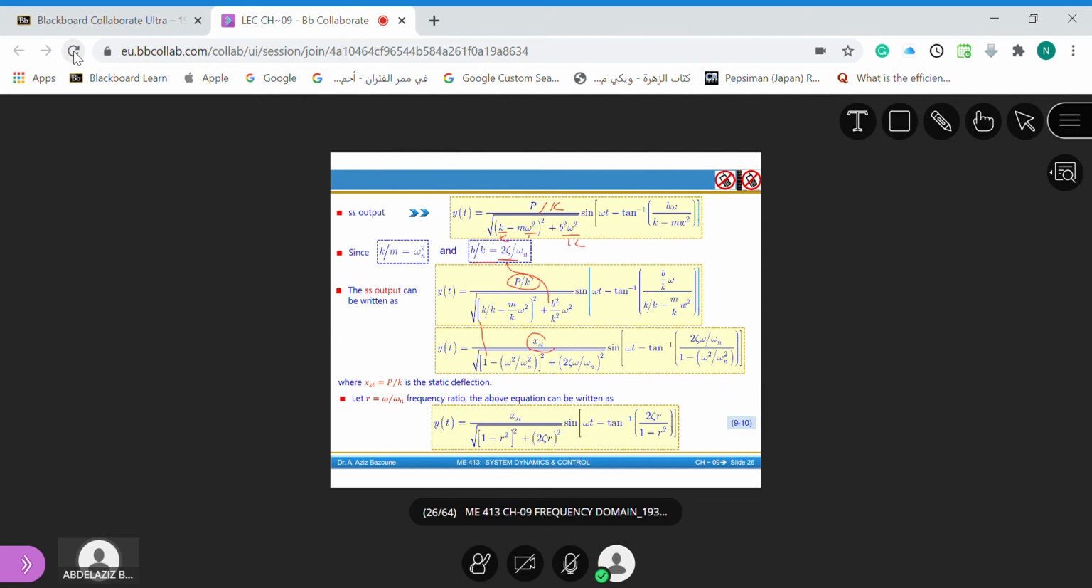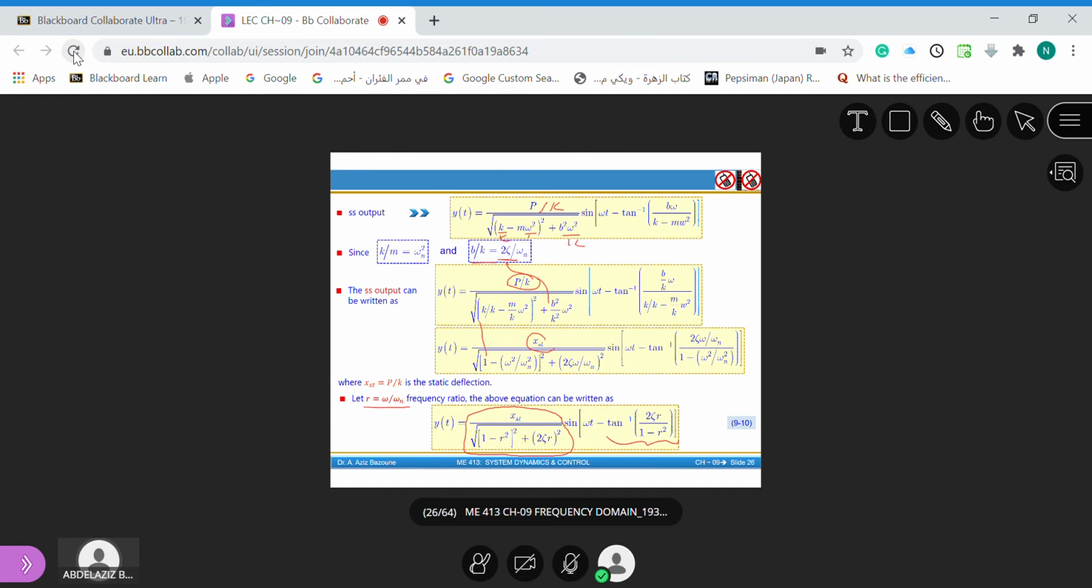Omega over omega n, we can call it the frequency ratio, R, and we write our equation: X equals static deflection over the square root of (1 minus R squared) squared plus (twice zeta R) squared, times sine omega t minus tan inverse of twice zeta R over 1 minus R squared. So this will be the amplitude of the output, and this will be the phase of the output, where here we are writing it in non-dimensional form.